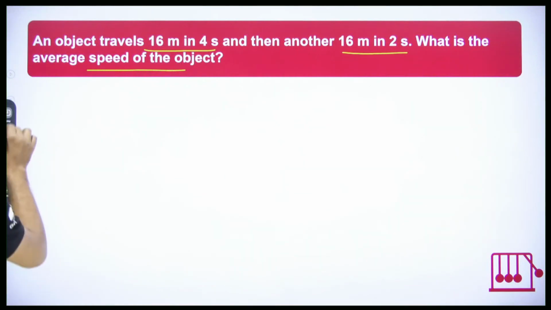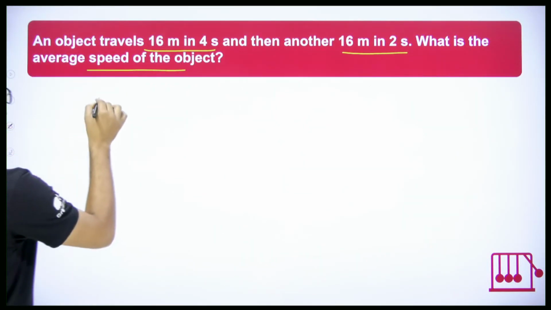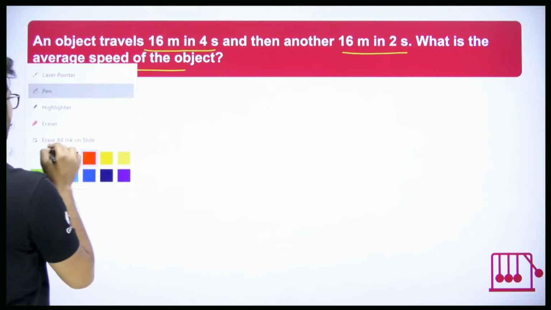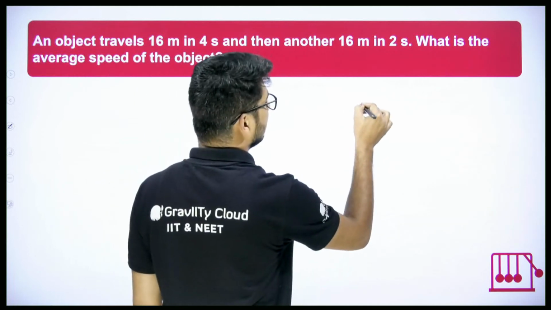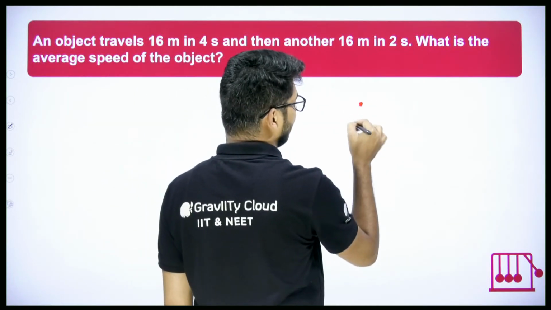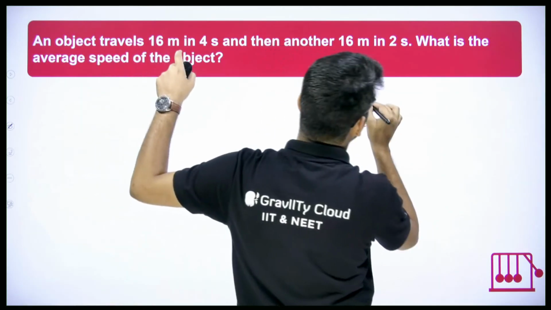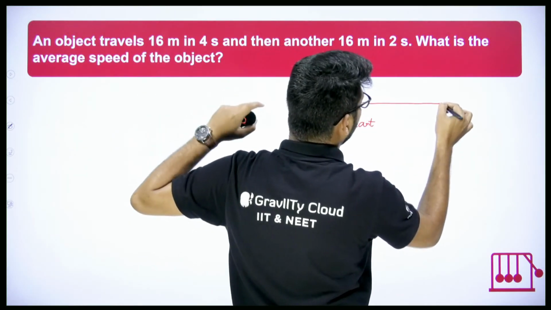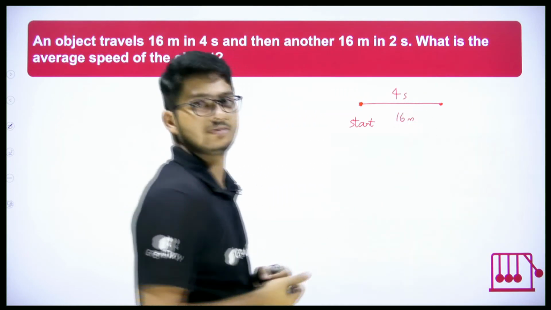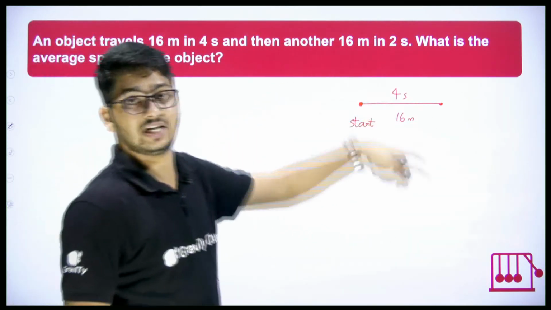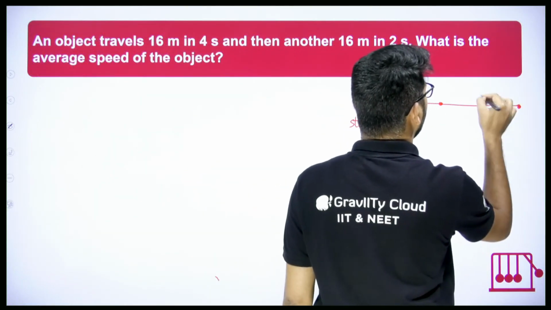So let us solve it. Before we go into the total distance, let's try understanding what's happening here. An object is starting from here, let's say the start point. The object travels 16 meters. Let's say this is 16 meters. How much time? 4 seconds. And another 16 meters in how much time? 2 seconds.